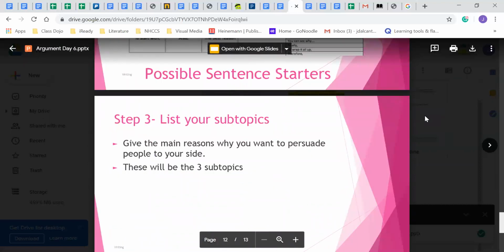Step 3 then, introduce your subtopics. Use the sentence starter if you need help saying what it is. Give the main reasons why you want to persuade people to your side, like, here are 3 reasons why we should have horses, or cars, or electric cars. And then the 3 reasons, of course, are going to be your subtopics.